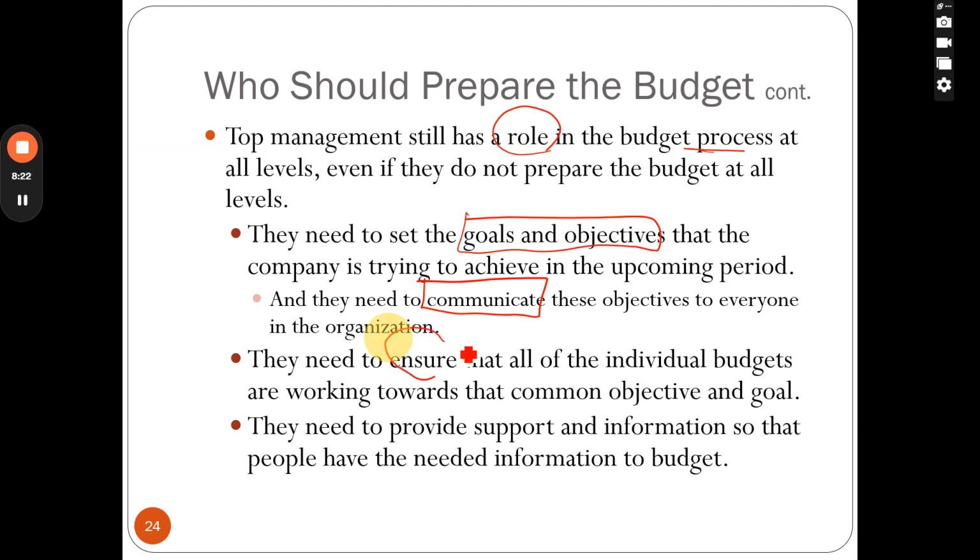They need to make sure that all of the individual budgets are working towards a common objective and goal. This is the role of top level management in budgeting. And they need to provide support and information so that people have the needed information to budget.